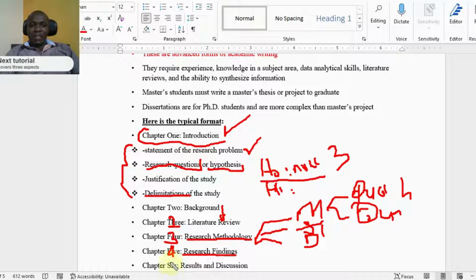Then the 5th chapter is results and discussion. Here you discuss your results in detail. Then you make recommendations again. You also give a summary.